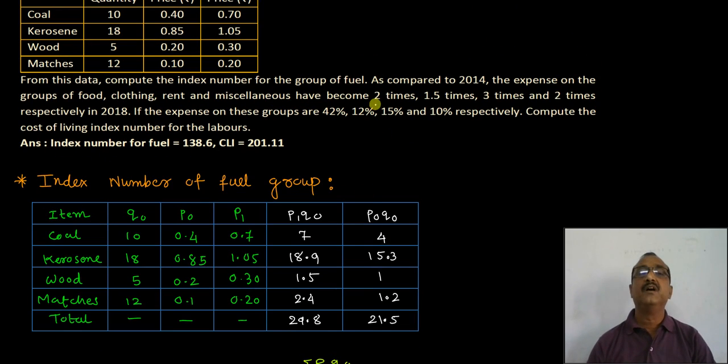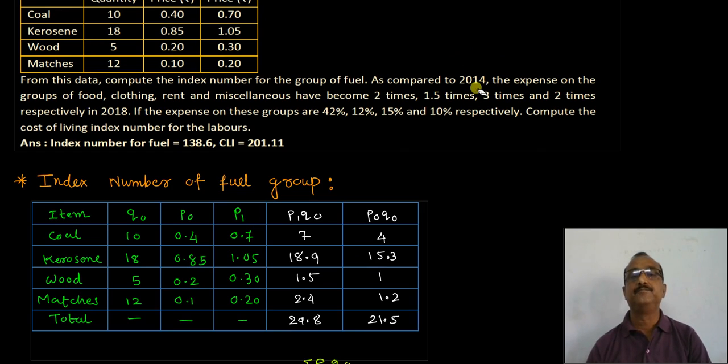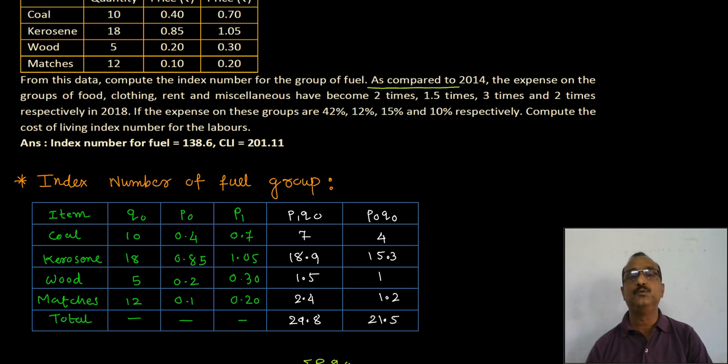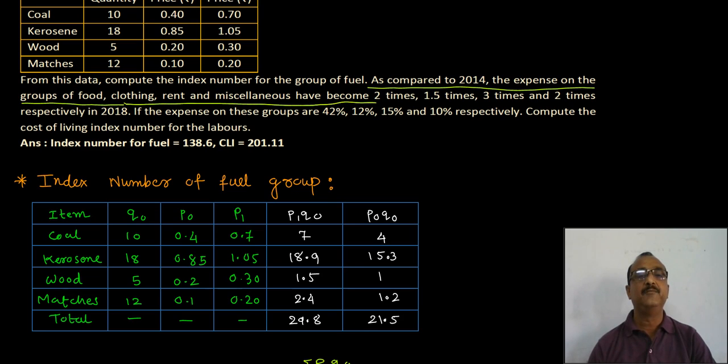Now read the second part of the question carefully from this line. As compared to 2014, the expense on the groups of food, clothing, rent and miscellaneous have become 2 times, means 200, 1.5 times means 150, 3 times 300, 2 times 200 respectively in 2018. That means the index numbers of all four groups are given. If the expense, that is W, on these groups are 42%, 12%, 15% and 18% respectively.